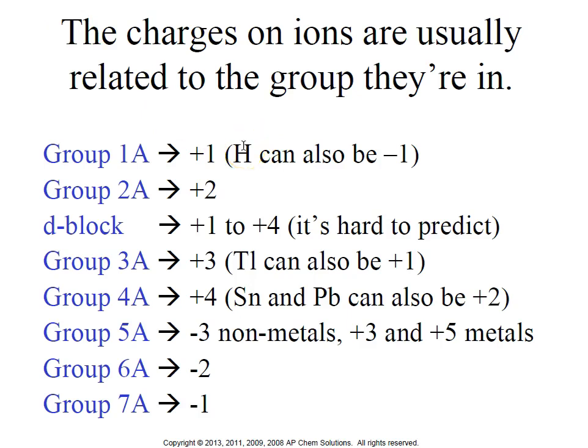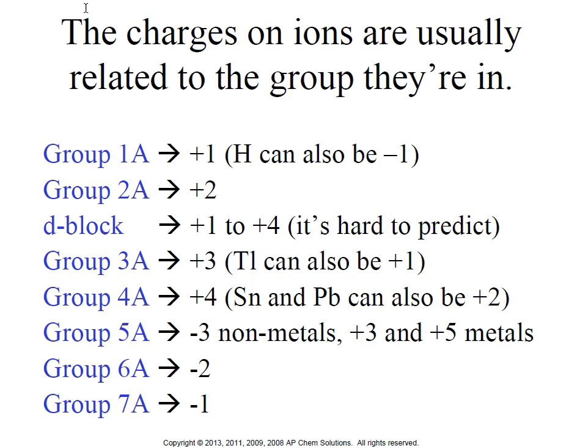To predict the charges that an atom will usually form, it's usually related to the group they're in. Now, a group is a column. And the reason that it's related to the column is because everyone in the same column has the same number of valence electrons. So, for example, in group 1A, this is just referring to what we would call group 1, their most common ion is +1 because all of those elements have one valence electron that they're going to lose.